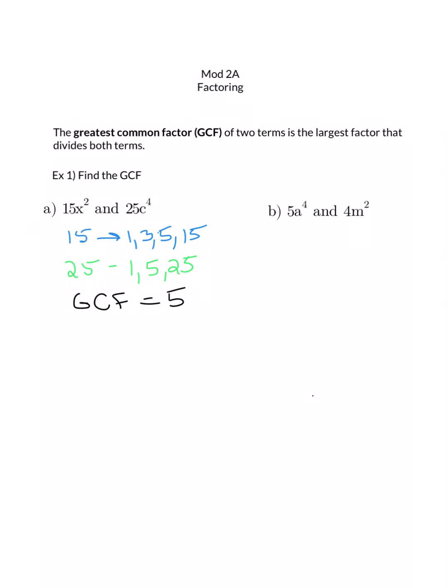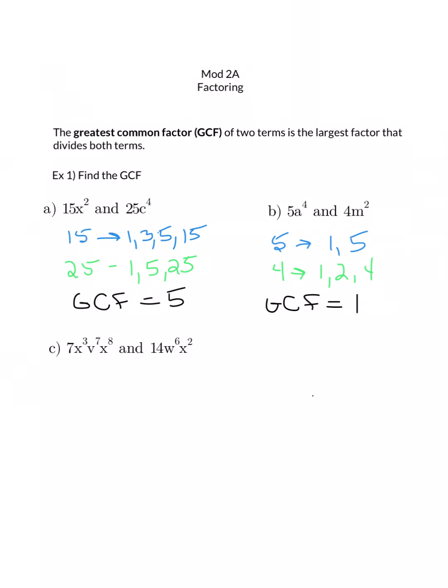On our second example, we have 5a to the fourth and 4m squared. The factors of 5 are 1 and 5. The factors of 4 are 1, 2, and 4. The letters are completely different, so we don't need to consider those. So in looking at the GCF, the only thing that they have in common is the 1.